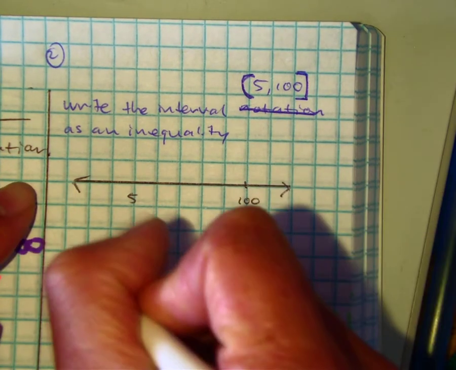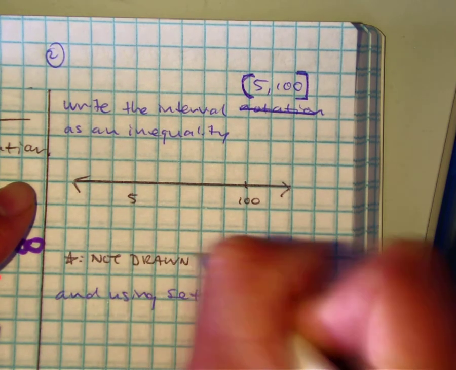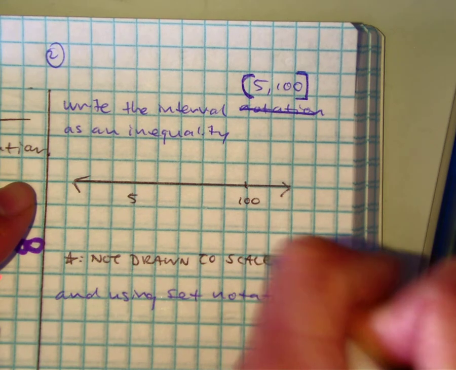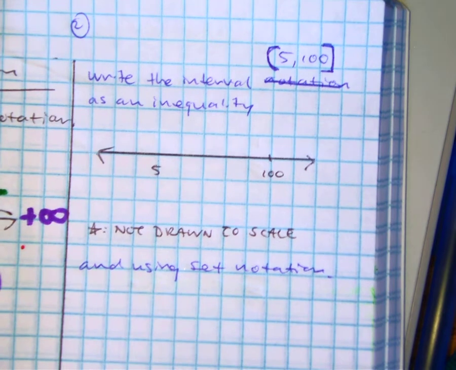Maybe I'll write a note. Not drawn to scale. Does that make sense? So it's not like 5, 10, 15. It's just not drawn to scale. I'm just going to use that visual.